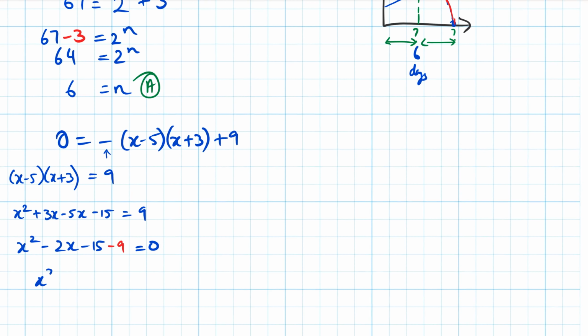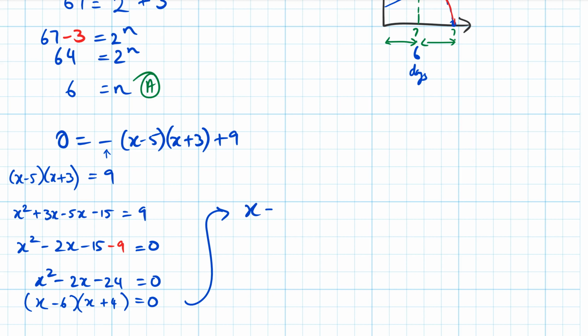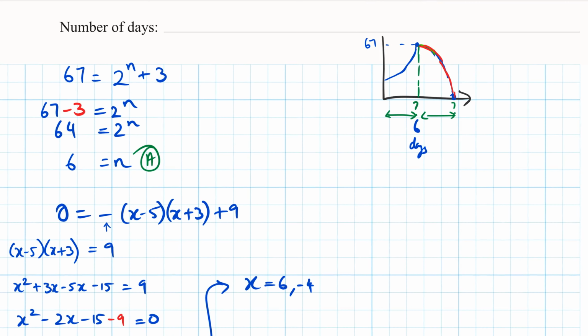Simplifying this, I've got x squared minus 2x minus 24 equals 0. Factorizing it, I'm looking for two numbers that multiply to negative 24 and add to negative 2. It's going to be minus 6 and plus 4. Therefore, x is equal to 6 or minus 4. So this little parabola that I have here, it's maybe not looking like this, but it probably could look something like that, and then it ends up back there. So that's at minus 4, and that's at 6.